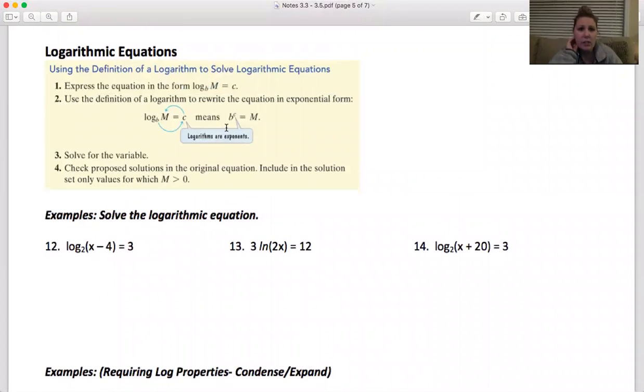This is where we are: logarithmic equations. It's going to be hard for me to remember to look at the camera instead of looking at the screen and then not making eye contact with you. So sorry if it gets weird.